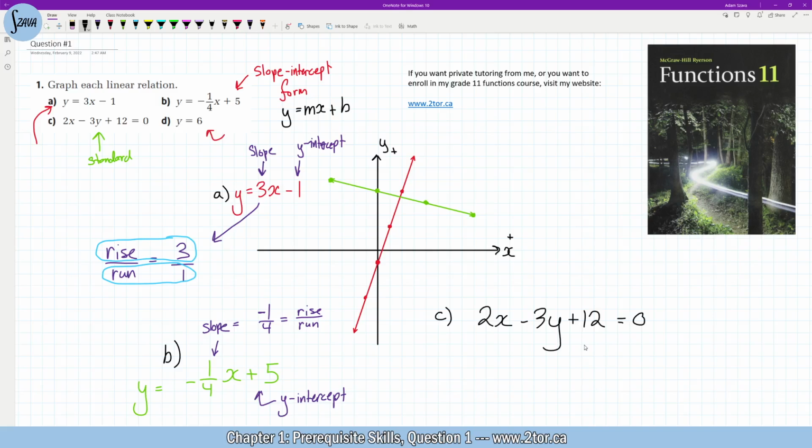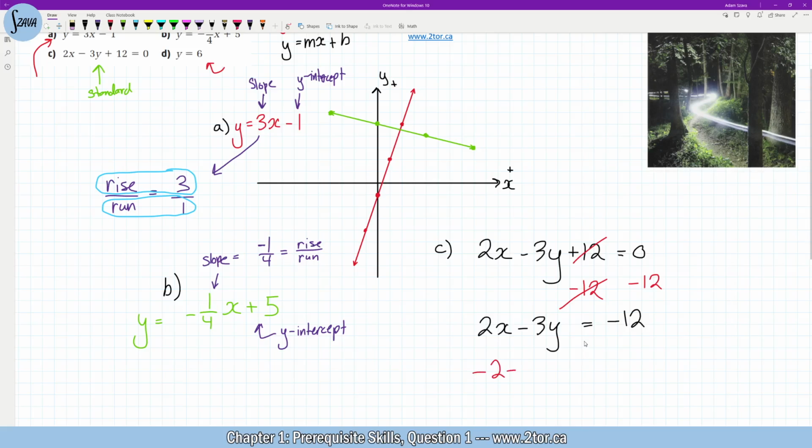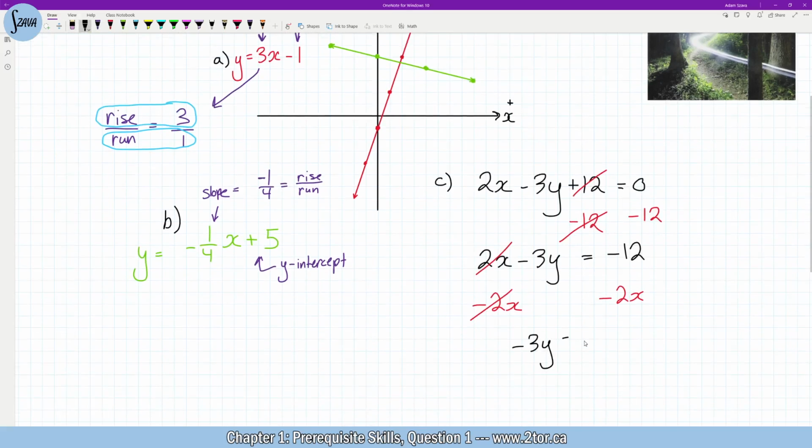So for example, I want to get this 12 out of here, right? There's a lot of things in the way of y being alone: 2x, the -3, and the 12. Okay, but let's deal with one thing at a time. So to get the 12 out of here, I'm going to subtract 12 from both sides. Those cancel, and all that's left is 2x minus 3y equals -12. Now I'm going to subtract 2x from both sides. And I just have -3y equals -2x minus 12.